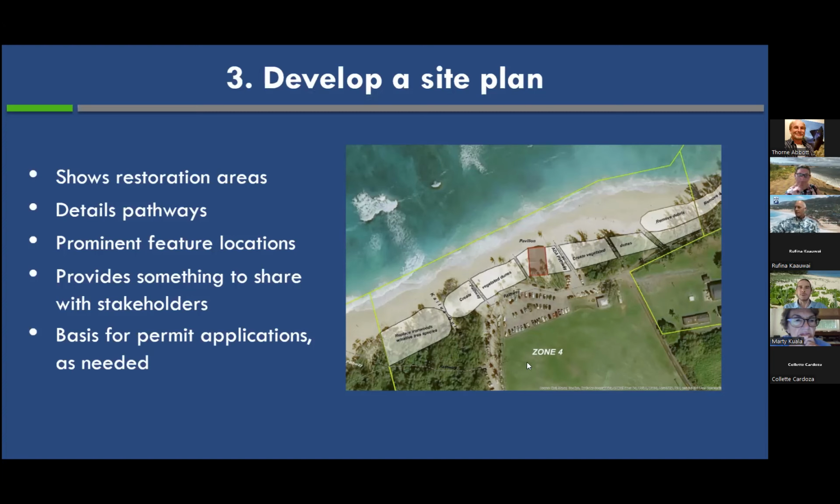And then the site plan is the basis for any permits that are needed. On the state side, you need a site plan approval, and then on the county side with the special management area or SMA permit, they'll require a site plan as well. So the more detail in the site plan, the better.